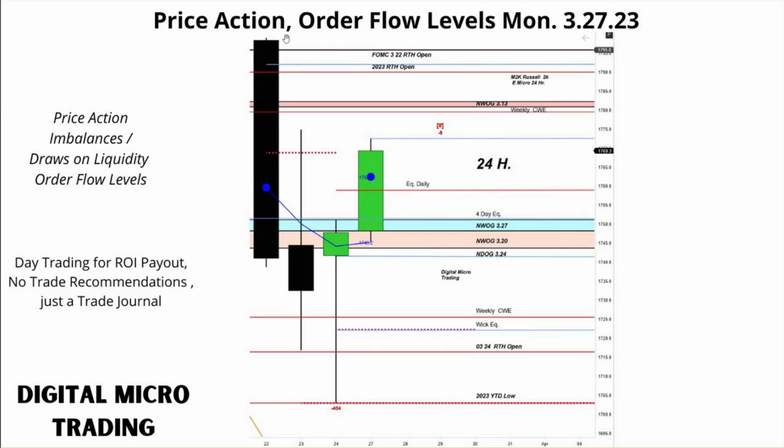This is the price action order flow level for Monday, March 27, 23. We're day trading for an ROI payout, no trade recommendations. This is just my trade journal. And what I've got up here is a 24-hour chart. We're going to cover that in detail along with the 60-minute, 15-minute, and a Renko. So let's get to it.